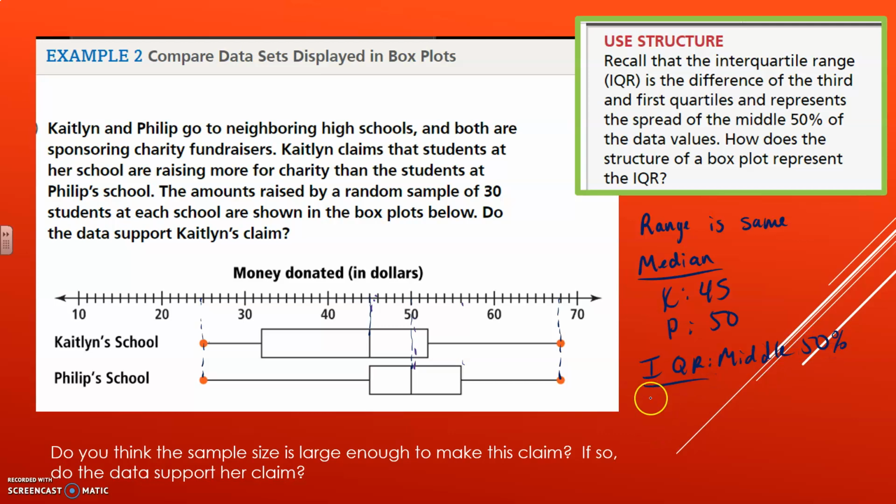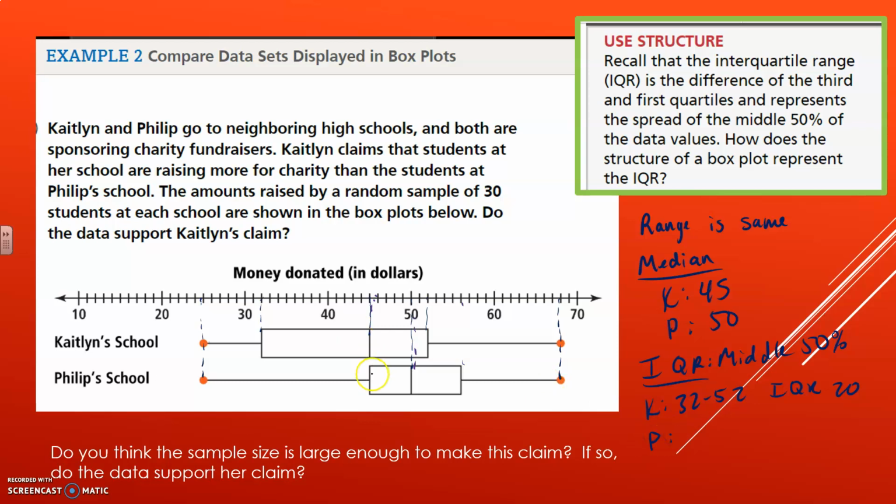Okay, so from quartile 1 to quartile 3, Caitlin goes from 32 to 52. So she's got an IQR of 20, so it's a fairly wide spread, but it's also at lower values than Philip's, which is actually pretty important.